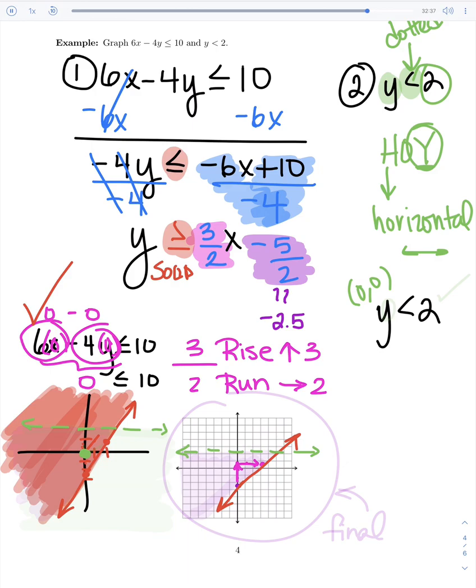So I'm going to plug in 0, 0. Remember, that means there's only something to plug in for y, so I'll get 0 is less than 2. Is 0 less than 2? Absolutely. So that means, again, the point works. So for the horizontal line, I'm going to shade the side that 0, 0 is on, which is the bottom side of the line.